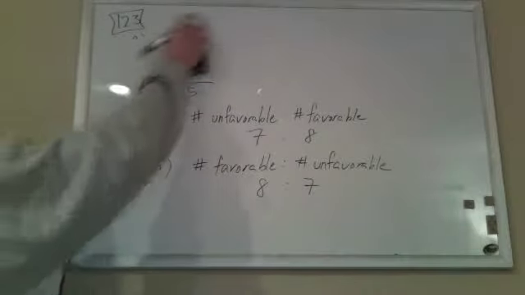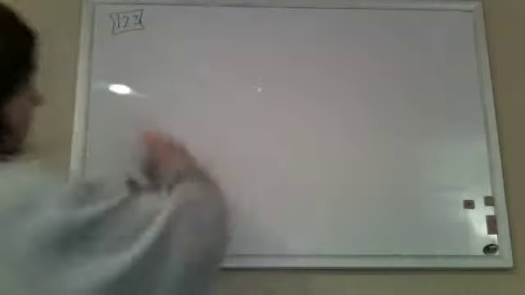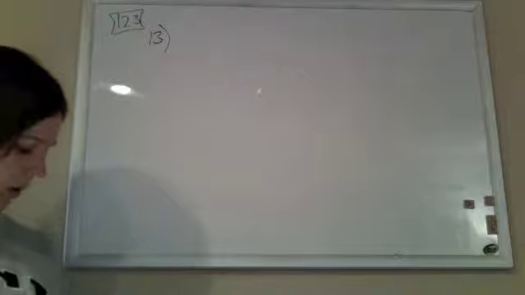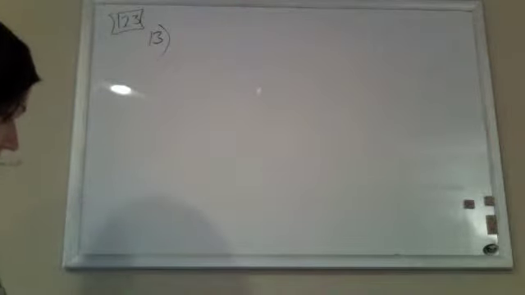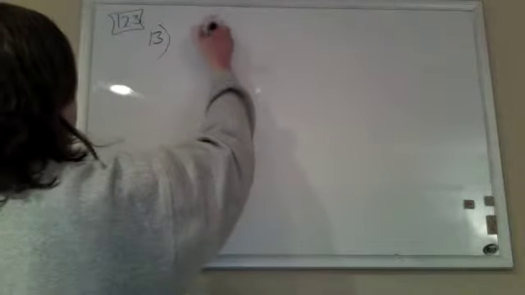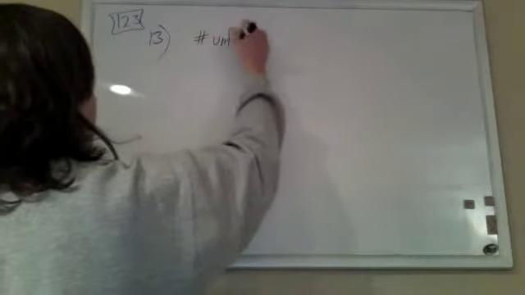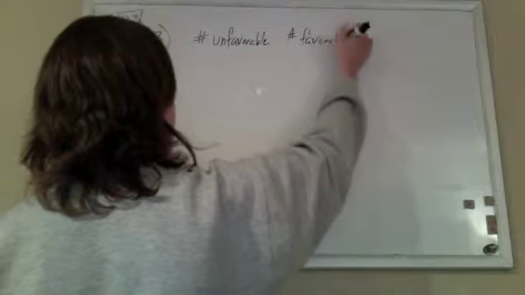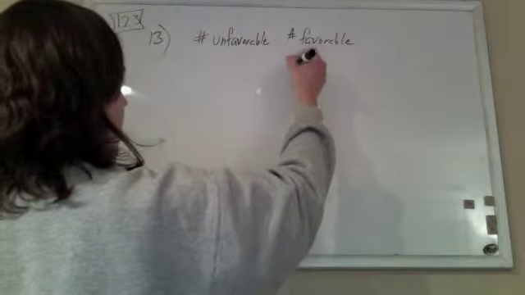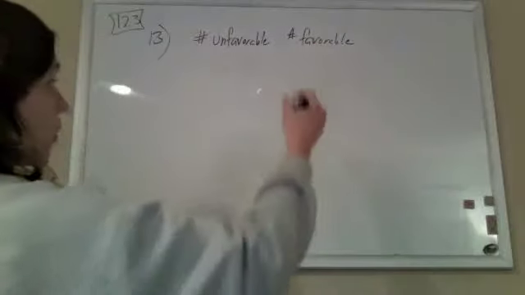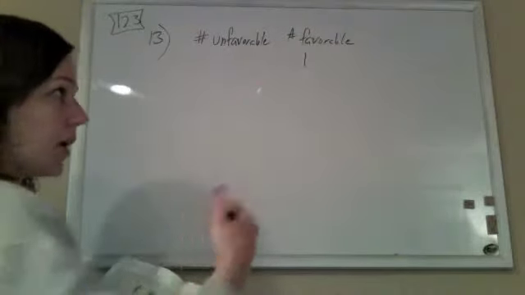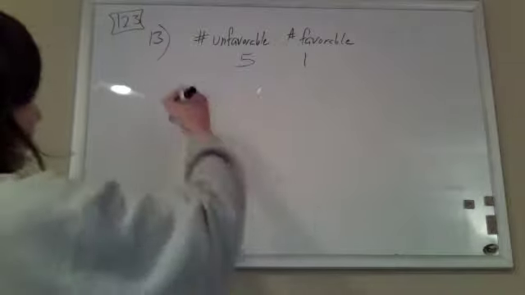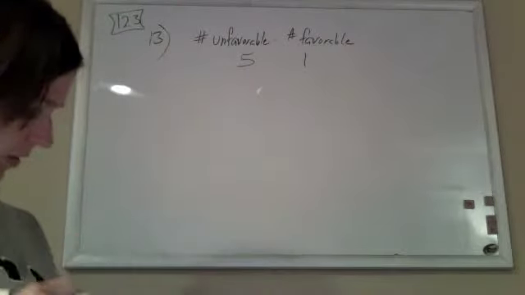And on to 13. Die is tossed, determine the odds against rolling a 4. So odds against, we want number unfavorable rolls to number favorable. So we want to get a 4, so there's only one possibility that we want, and the other 5 numbers on the die we don't want. So 5 to 1. And that's it. That's all for 13.